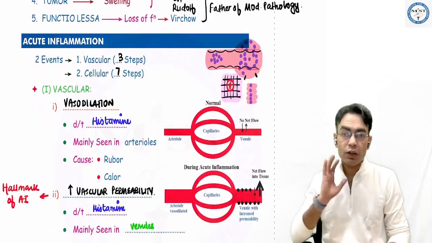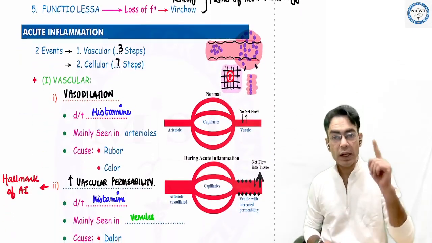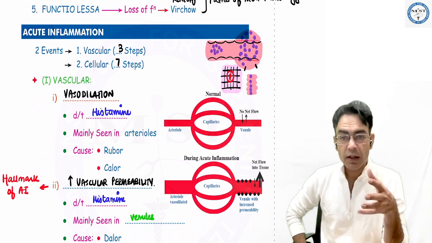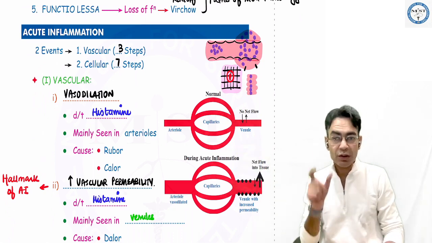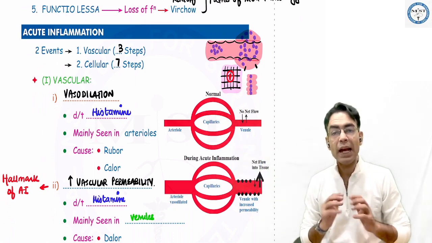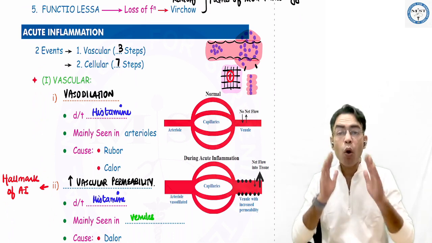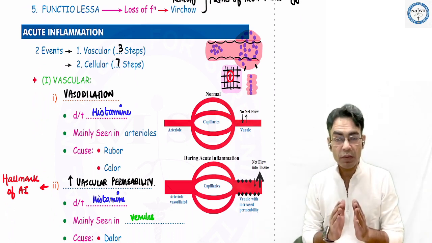In acute inflammation, there are a total of 10 events. One is the vascular events, which are three, and the cellular events, which are seven. The three vascular events: first is vasodilation, then increased vascular permeability, and contraction of smooth muscles. The earliest is vasodilation. The hallmark is increase in the vascular permeability.